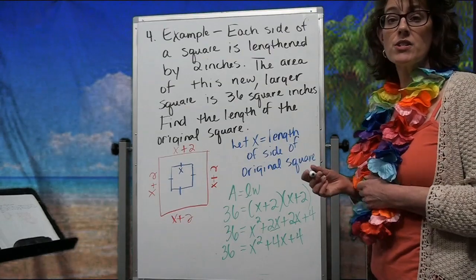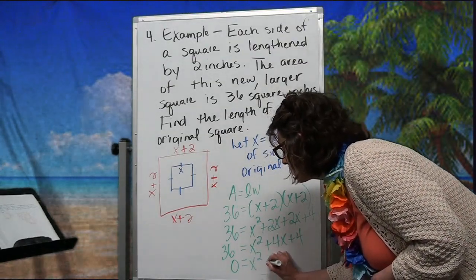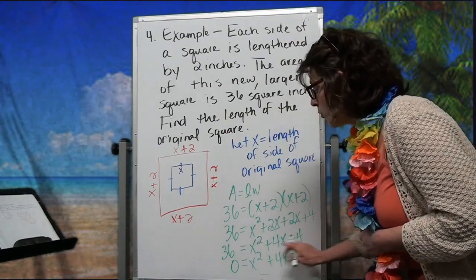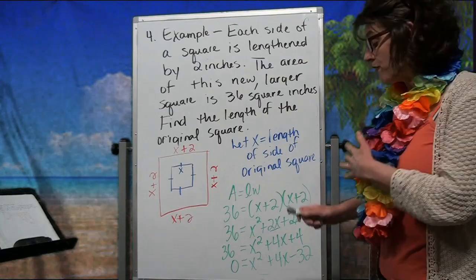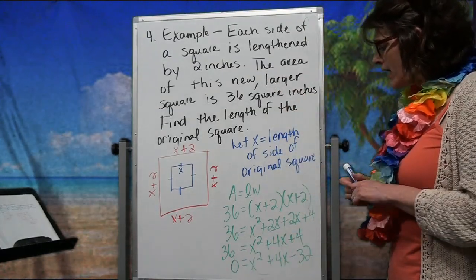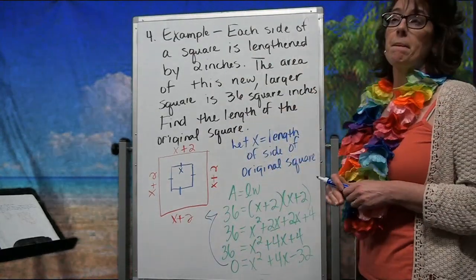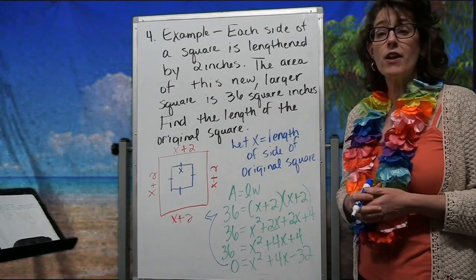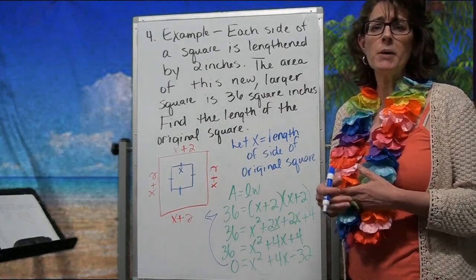Now when I slide that 36 to the other side, I get 0 equals x squared plus 4x, and 4 minus 36 is a negative 32. And now what I'm going to do is I'm going to factor this in order to figure out what x actually is. So when I go to factor it, I'm going to slide that up right here. And actually, I don't have to factor it. I've got any of those 4 methods. I can complete the square, I can do the quadratic formula, I can factor it.